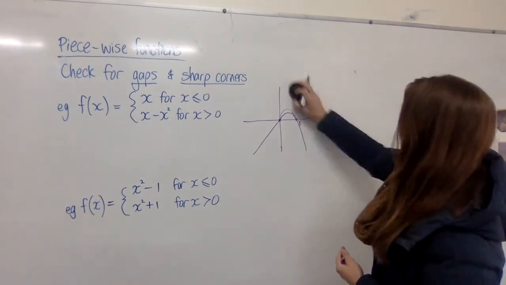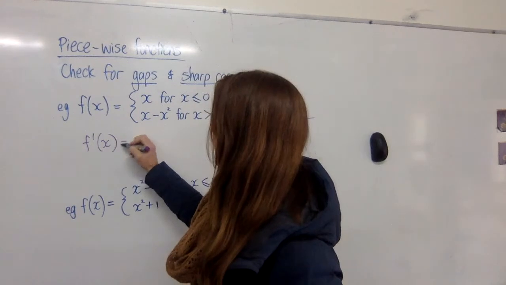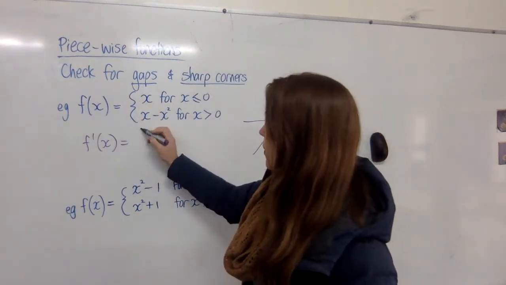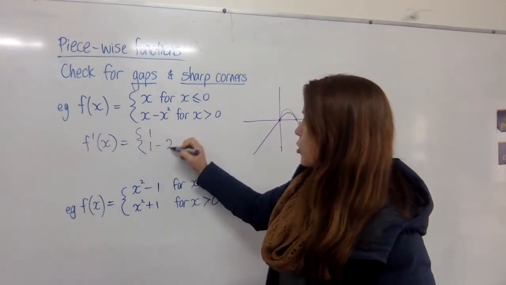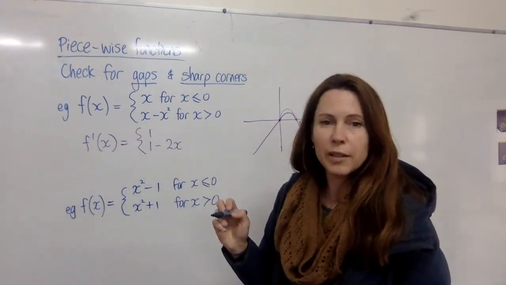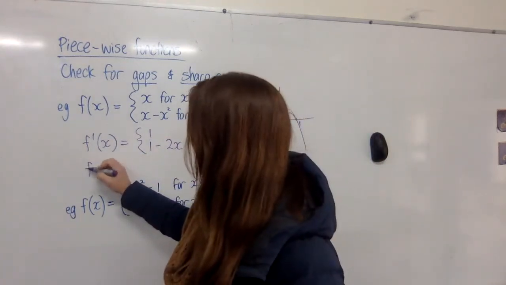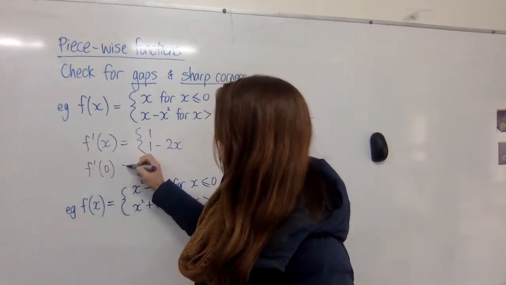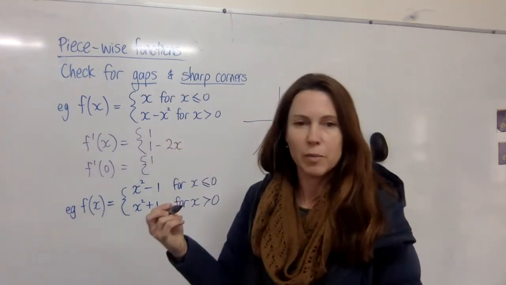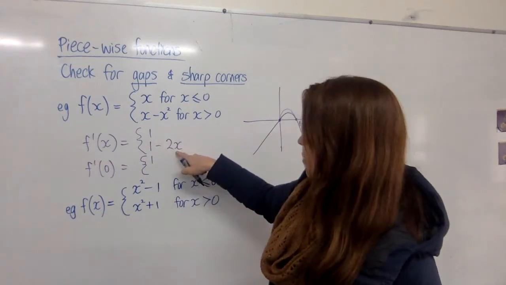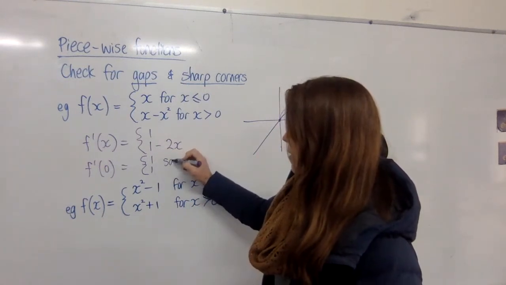So the way that I check it is I differentiate it to find the gradient. Differentiating this part, I get 1. Differentiating this part, I get 1 minus 2x. So I have a little rule there for the gradient of both parts of the curve. Now if I find what the gradient is actually at 0, according to both rules, the top one is 1, so it's always going to be 1. But if I sub x equals 0 in here, I've got 1 minus 0, which is also 1. And they are the same.